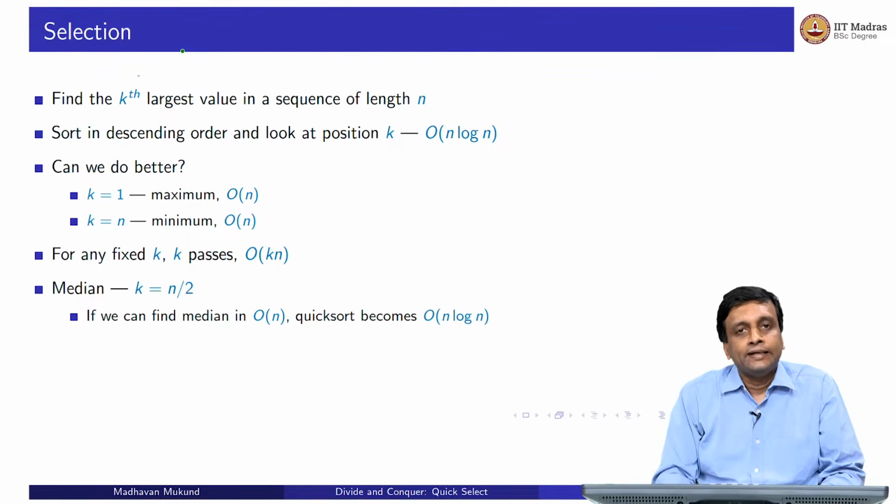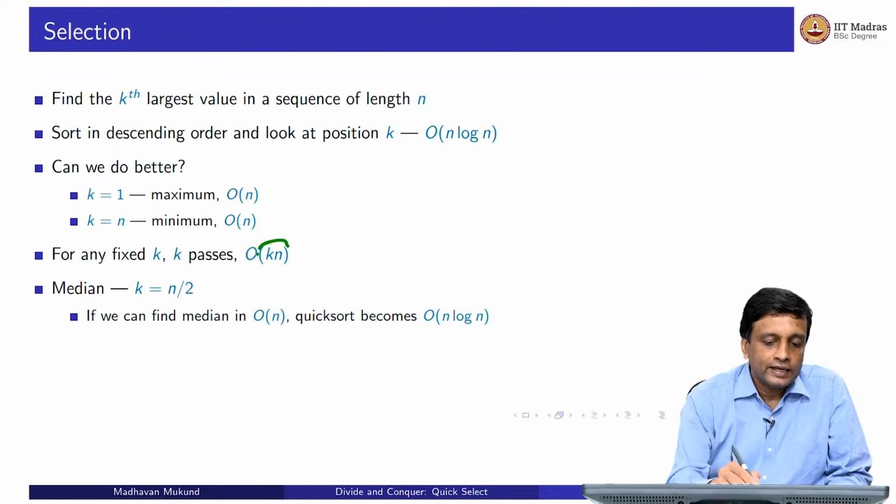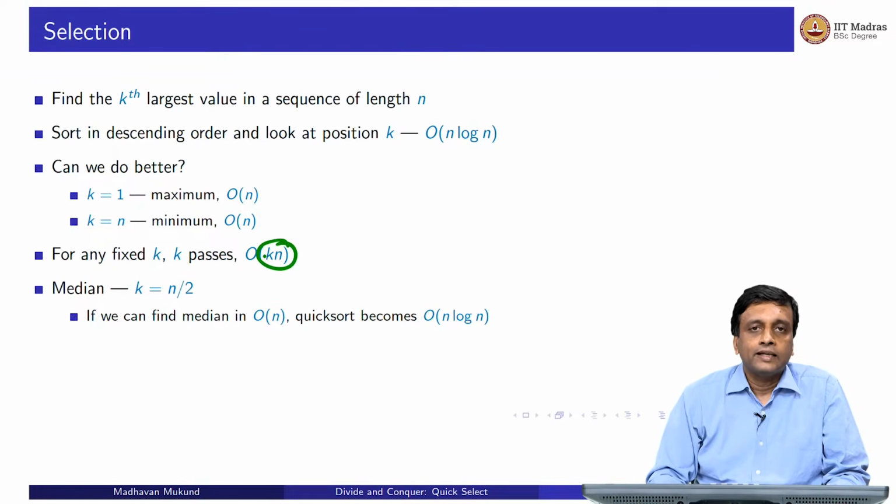In particular, the median is the value in the center of the list. So, if we sort the list, then the median will be the value at position n by 2. If we just use this naive approach, then the time it will take to find the median is n by 2 passes on a list of length n, which will be order n squared.